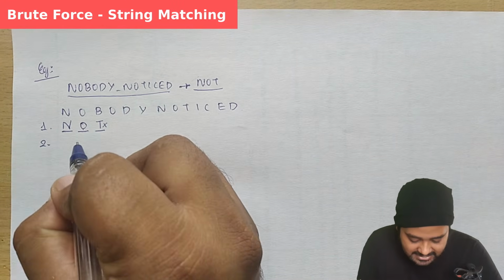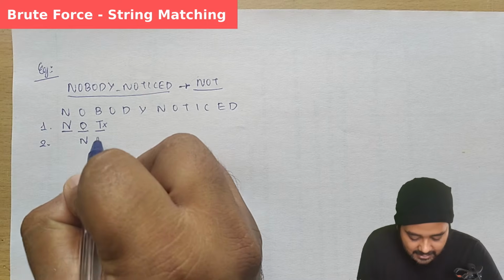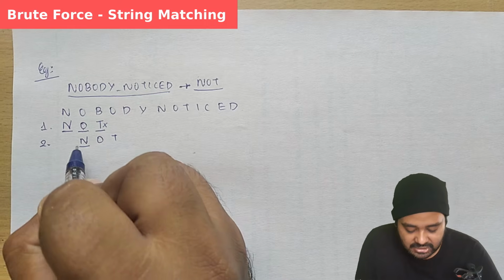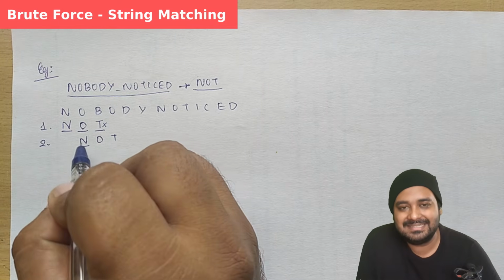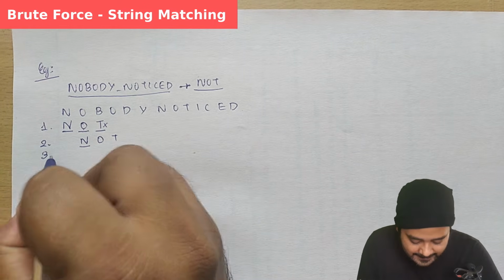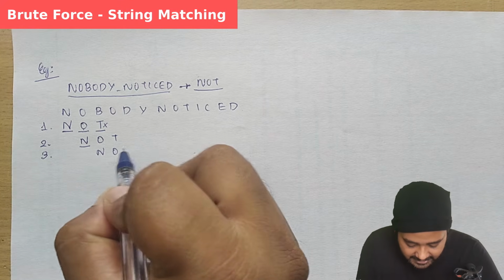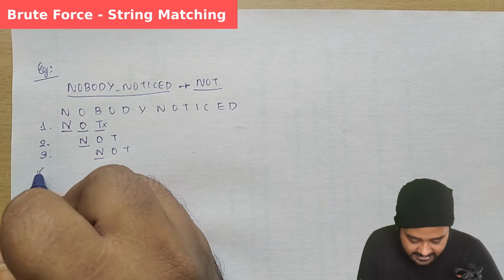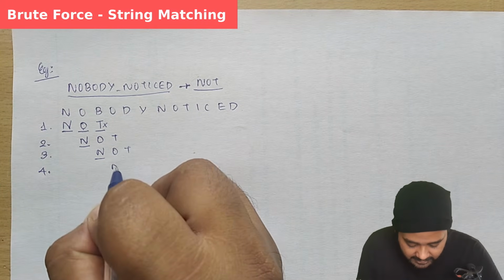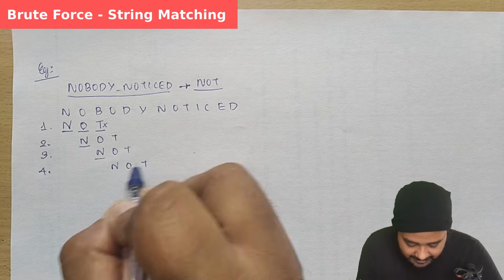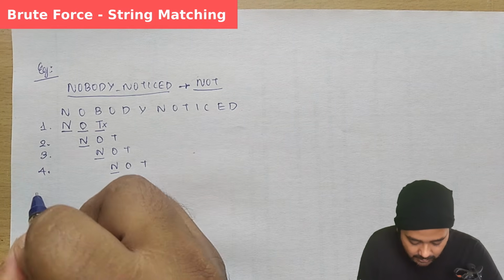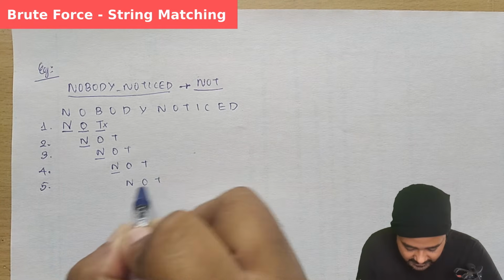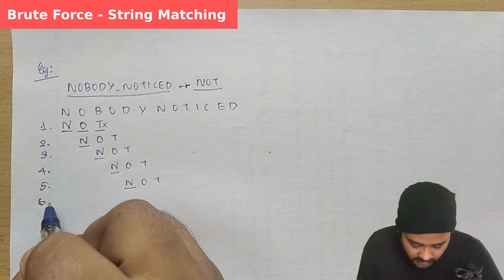In the next iteration it comes in the same manner. It takes NOT, and NOT is compared with the given element. It is not matched. Whenever the first element is not matched, it moves on to the next iteration. In the next iteration, again my N is not matched with my B, so I move on to my next iteration. Again I compare it, and N is not matched with O. Next I compare again, and it is not matched, so I move on to the next iteration.